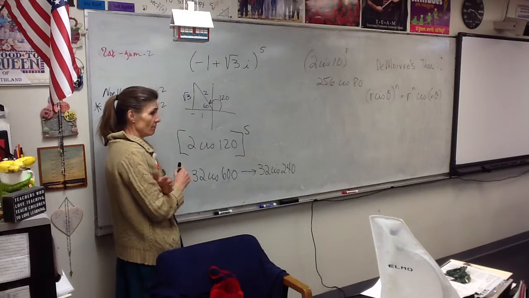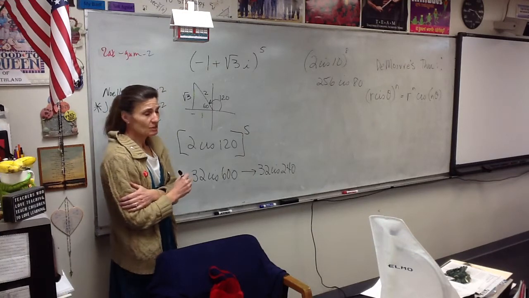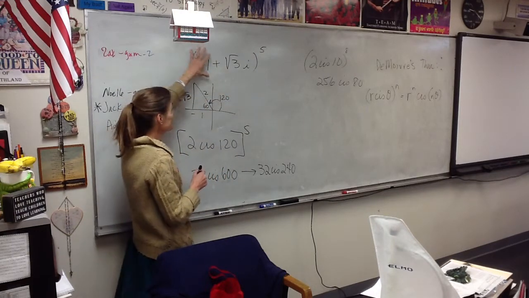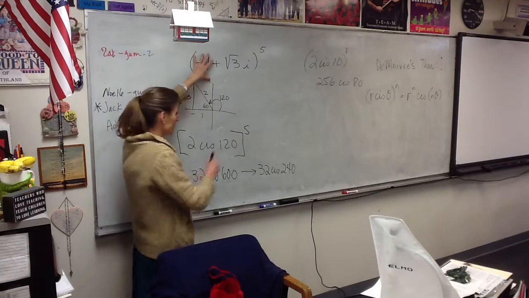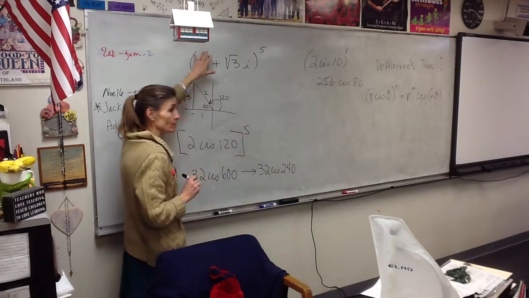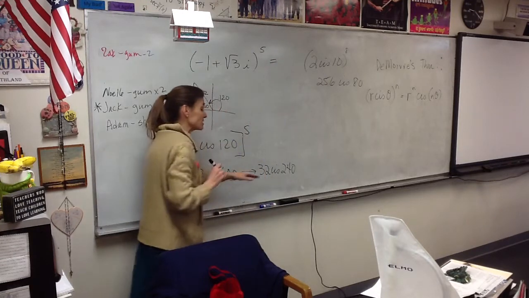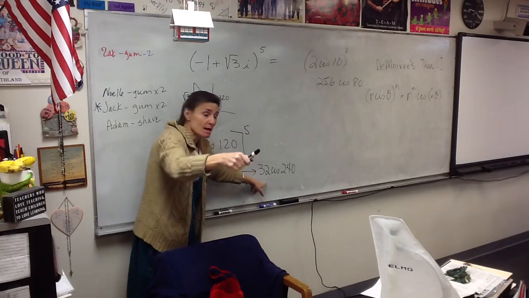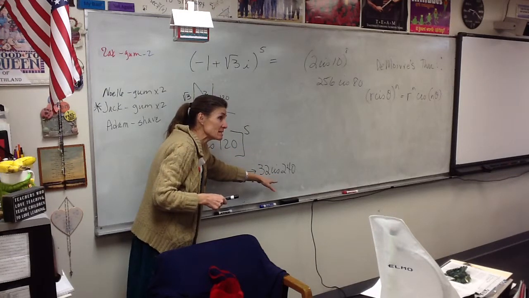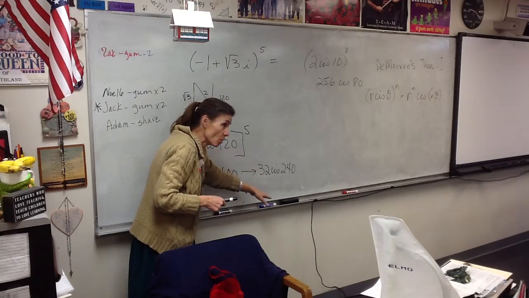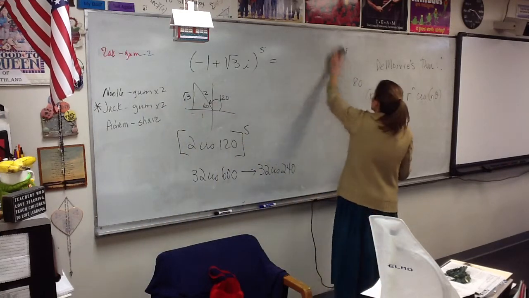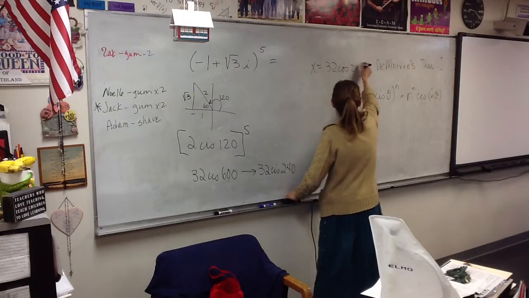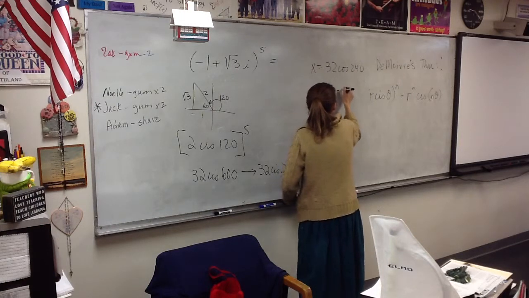Now, what if we were supposed to answer in the same form that we started with? Here's what I mean. This is complex form. This is polar form. What if I needed my answer in that form? I'd have to revert it back. And how do I revert this back? That means finding the x and the y. So x would be 32 cosine 240, and y would be 32 sine 240.